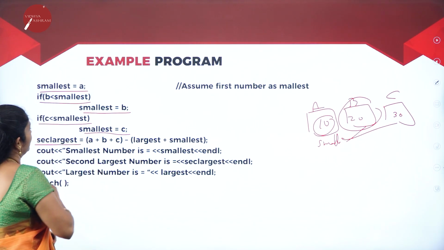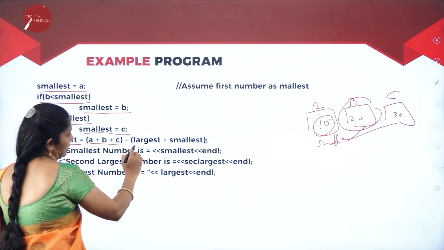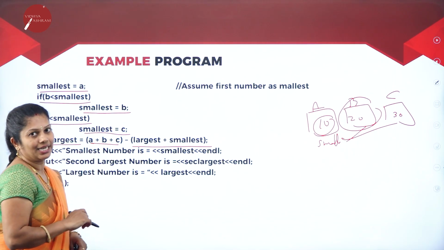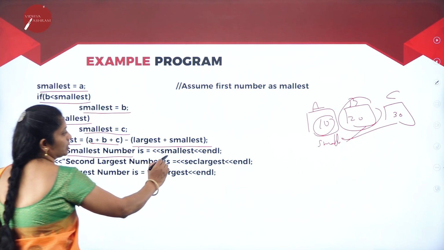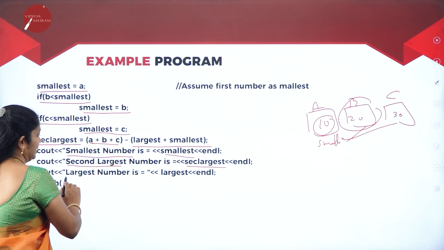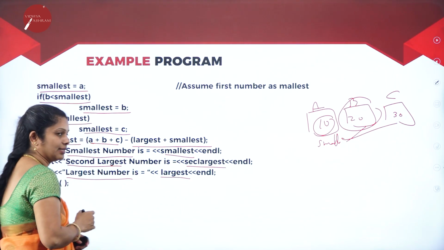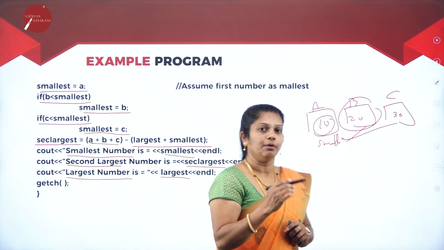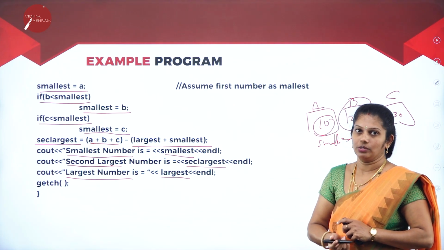To find the second largest, first we'll find A plus B plus C. Then we'll subtract the largest plus smallest. Then I can get which is the second largest. Then display all the values. Smallest number equals smallest. Second largest number equals second large. And large number equals largest. Now is it clear? Then finally close the main program. It means that here we can find the largest, smallest by using the simple if concept.